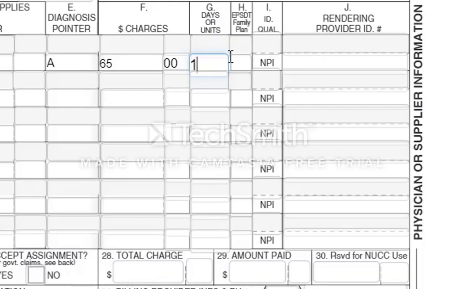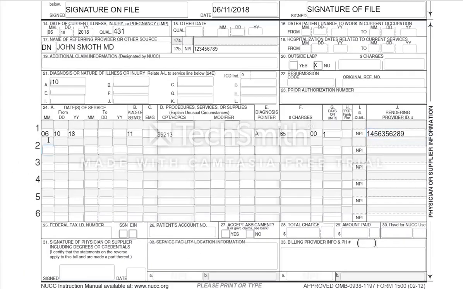24H and 24I. 24I is going to be used if the provider doesn't have an NPI number, and then we would fill this in the gray area. Since the physician does have an NPI number, we do not need to fill anything in block I, and we're going to move on to block J. This is where we'll type that NPI number for the physician that worked with that patient. Okay. If we have multiple items, then we will just continue to do the same thing. So they had an EKG done.